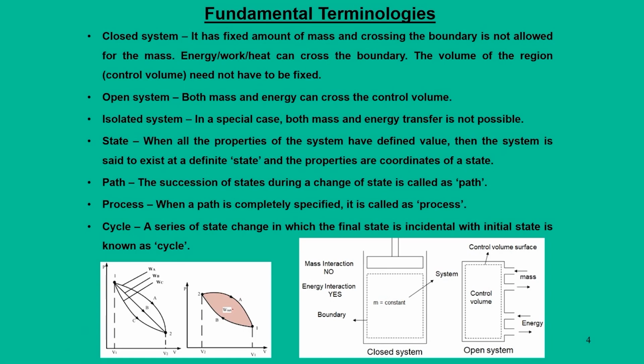In this particular figure, we define a state of a system at point 1, and it goes to point 2 along a path B. However, point 2 comes back to the original state by another process or path A. So 1, B, 2, A and back to 1 forms a cycle.